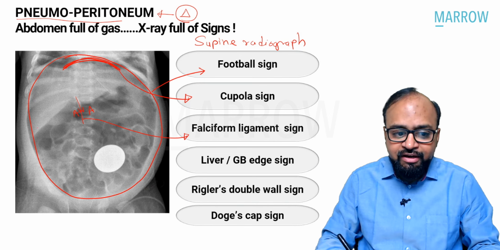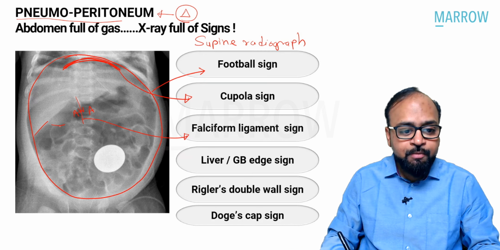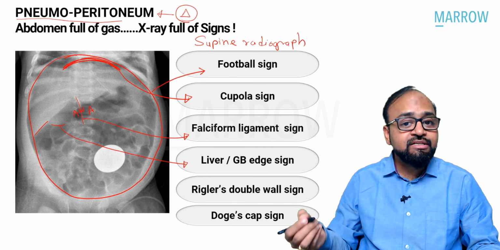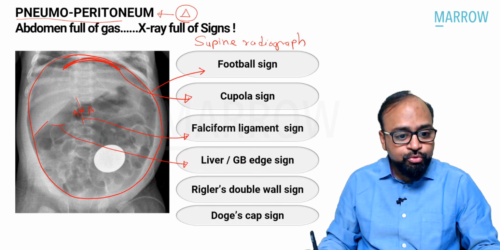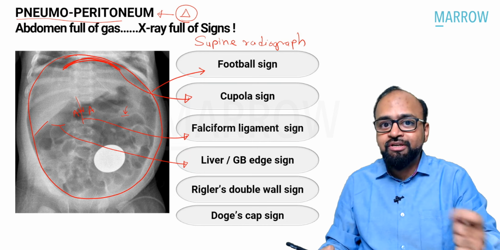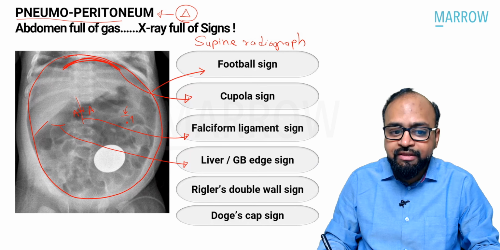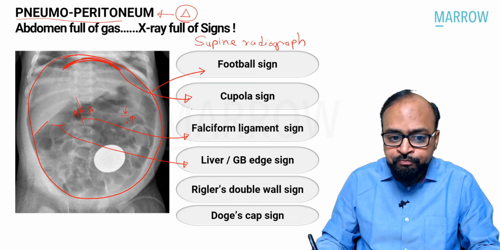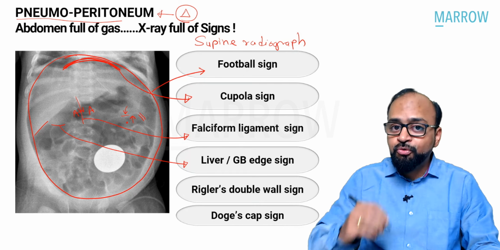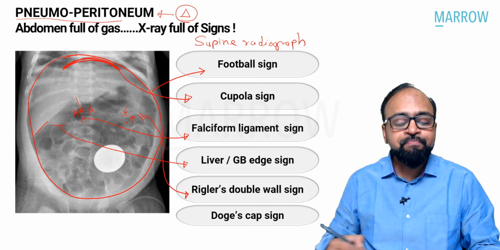Similarly, when free air comes and lines the surface of the liver, the surface of the gallbladder, these surfaces become visible as sharp margins. This is your liver or gallbladder edge sign. Air occasionally gets trapped. Free air within the peritoneal cavity is going to line a particular bowel wall from the outside. So the outer bowel surface or serosal surface is going to be sharply demarcated. Similarly, the air within the lumen is going to line the inner mucosal lining. So if you look at a bowel loop, its outer margin as well as inner margin becomes very well visible. When both the mucosal and serosal linings are well visible, this is what is called Rigler's double wall sign.